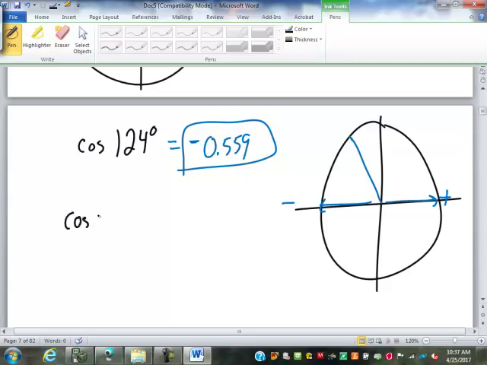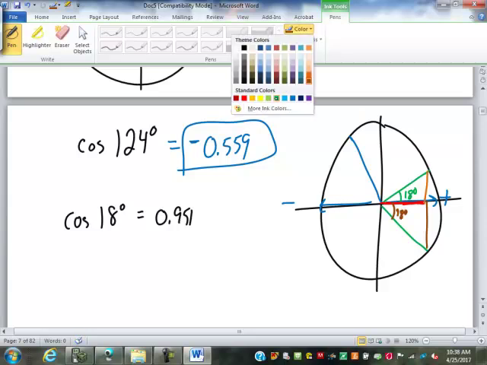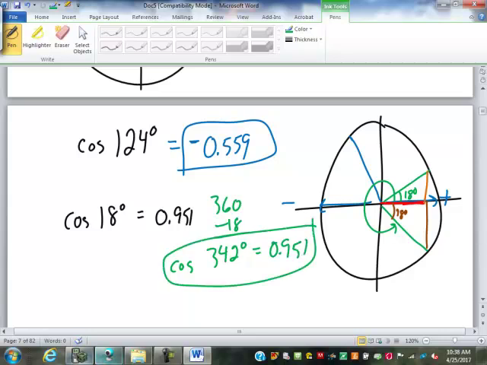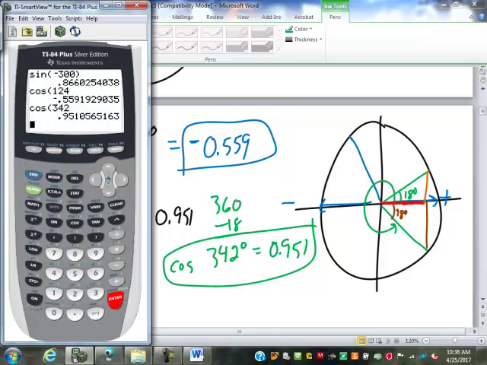Let's try the cosine of 18 degrees. What's that one going to be? 0.951? Okay. Is there another angle that has that same cosine? Remember, there's my 18 degrees. I follow that down. The cosine is this distance right here, right? Is there another angle that has that same distance? If that's 18 degrees, what would that angle be? Yeah, 360 minus 18 is 342 degrees. Cosine of 342 is also 0.951. And it does work out.